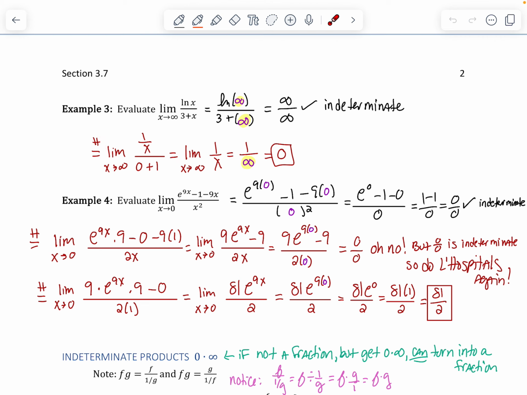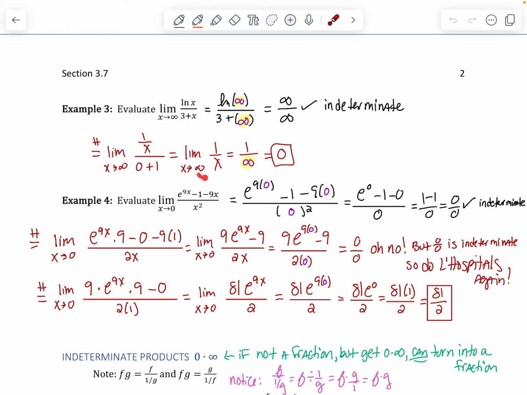So I write the limit notation. I've got the H indicating I'm using L'Hospital's, and I take the derivative of the natural log of x, which is just 1 over x, the derivative of 3, which is 0, and the derivative of plus x, which is plus 1. So I really just have 1 over x divided by 1, which is just itself.